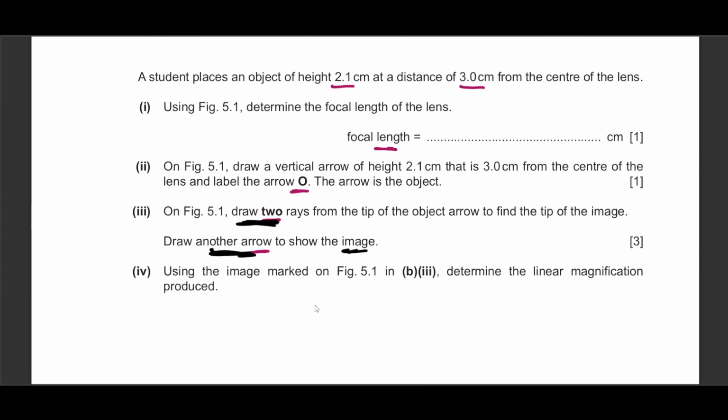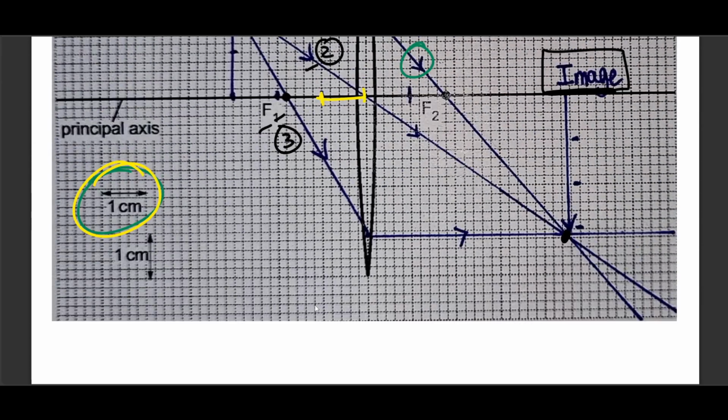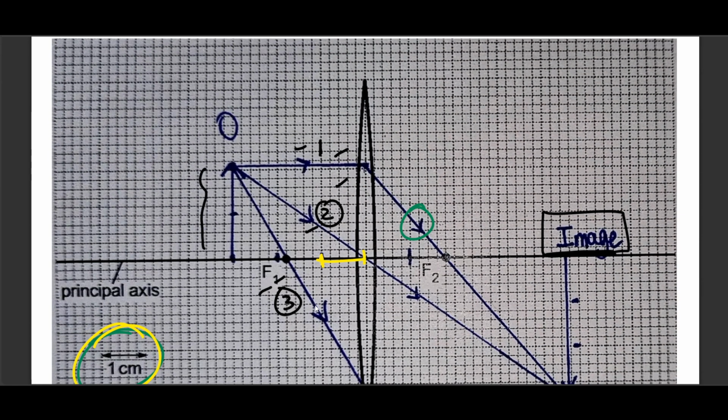Then he says the focal length. Of course, I've counted the boxes, and the focal length in this case came out as 1.8 centimeters. And then we've done this part. We've done labeling O. That would be over here. This is how we've done that.